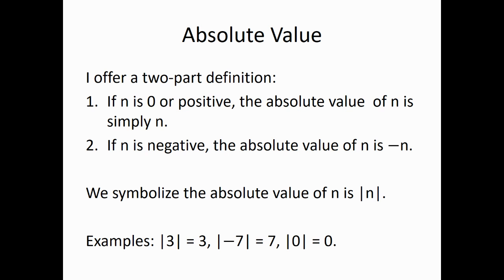And I'm sure you're familiar with the usual way that we symbolize absolute value. It's n with the straight bars, the vertical bars on either side, as you see. Just a few examples. The absolute value of 3 is 3.